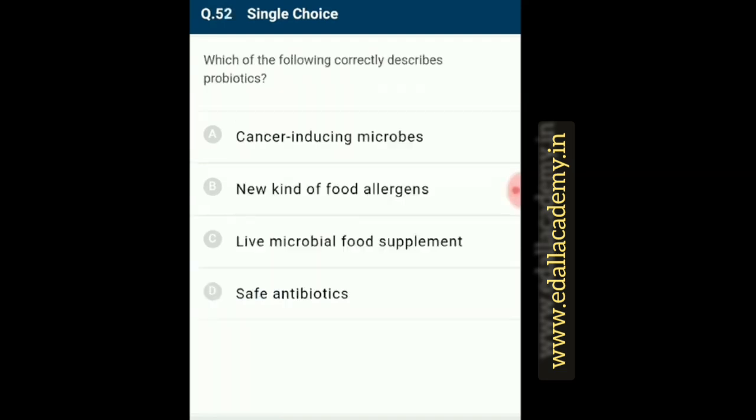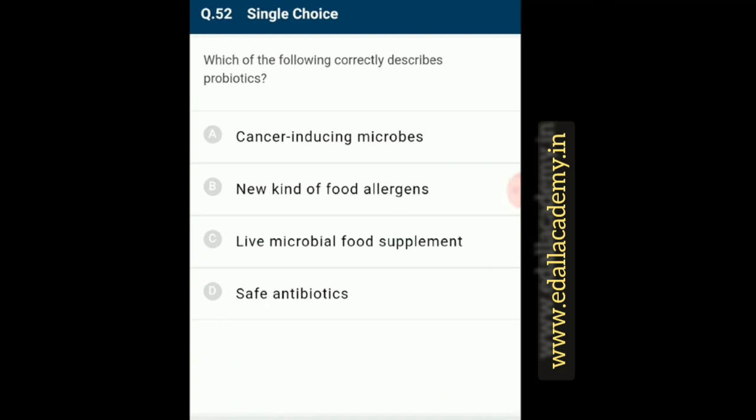Question number 52. Which of the following correctly describes probiotics? Probiotics are live microbial food supplements. Probiotics are living organisms claimed to provide health benefits on consumption. These generally help by improving the gut flora and digestive system. These have been known to maintain the natural balance of microbes in the gut if at all disturbed by any illness or treatment.